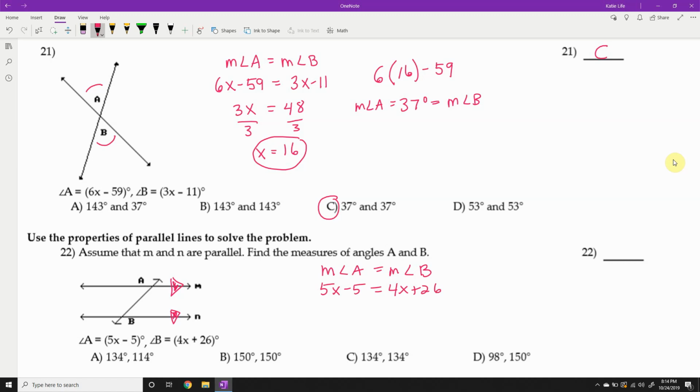So subtract 4x from both sides. Add 5 to both sides. X is equal to 31. Since they are both equal, it doesn't matter which equation we plug 31 back into. I'll pick the equation for angle A. 5 times x, which is 31, minus 5 is going to give us 150 degrees. And that is, again, both the measure of angle A and the measure of angle B will be 150 degrees because they are alternate exterior angles. So the answer for 22 is B.